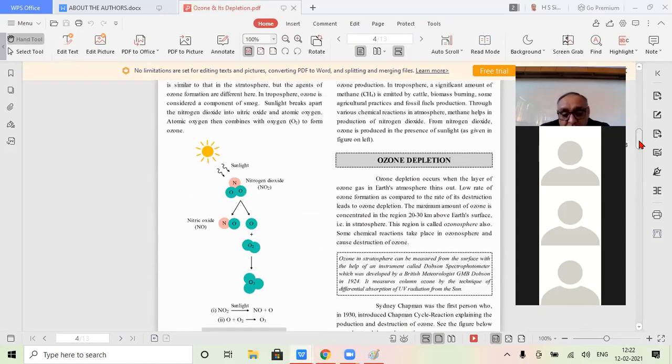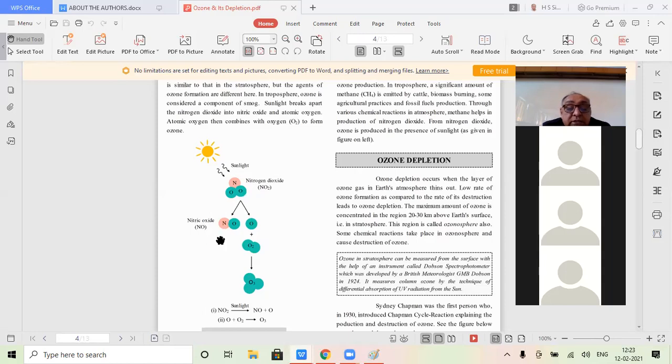How is ozone formed in the troposphere? As far as the formation of ozone in the troposphere is concerned, there is sunlight. Ultraviolet radiation is coming from the sun. When it reaches the earth, what happens? It reacts on the nitrogen oxide. Nitrogen dioxide is here.